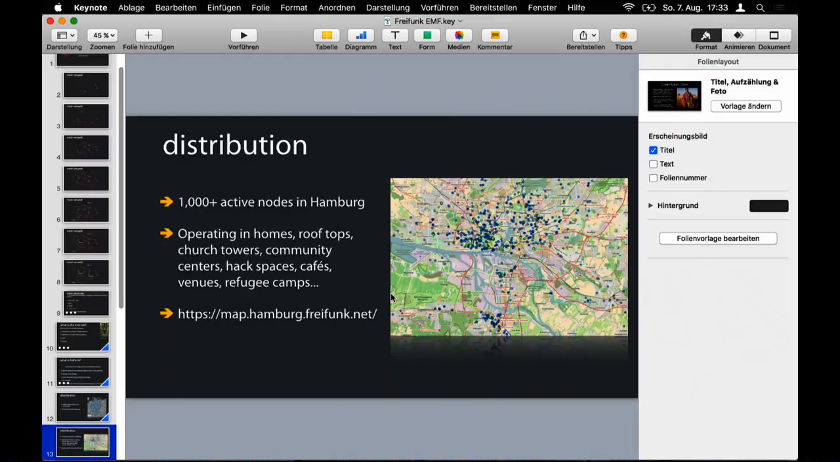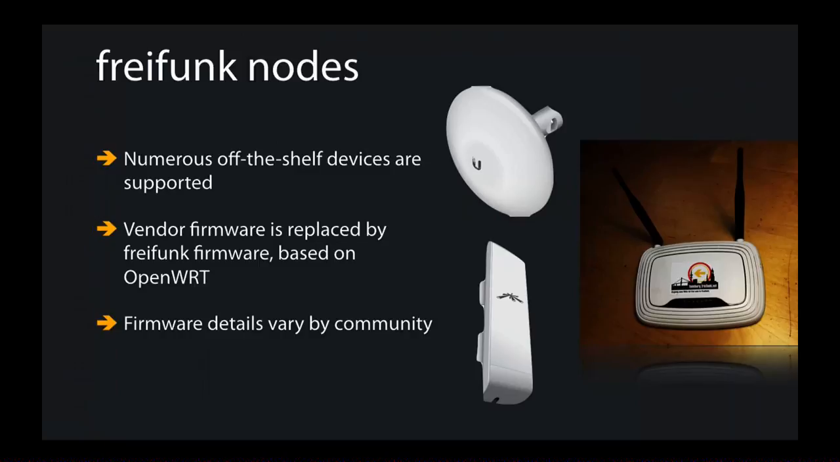I talked a lot about nodes or access points or routers. We call them nodes. Freifunk nodes are basically mostly off-the-shelf routers. So you would have your regular omnidirectional antenna router, or sometimes we use section antennas, or these dishes that you see at the top for long distance radio links. And quite a lot of devices are supported. What you would do is you unpack your router, go to the configuration interface and exchange the firmware, which is already on there by the vendor, with the Freifunk firmware. It's currently based on OpenWRT, might be LEDE in the future, we'll see. But the firmware details, like which mesh protocol they use, what services are pre-installed on the router and running, actually vary by community. So every community can do what they think is best for them.